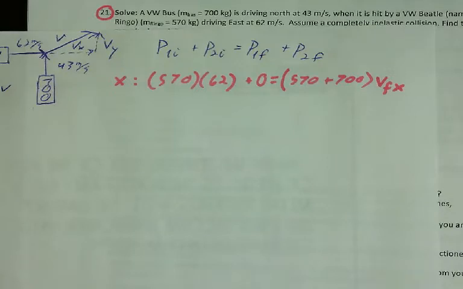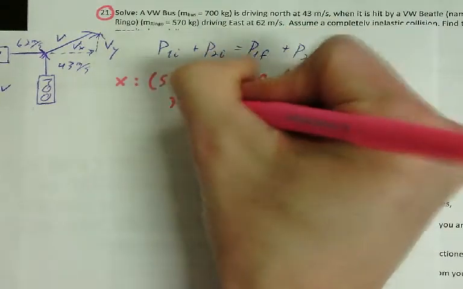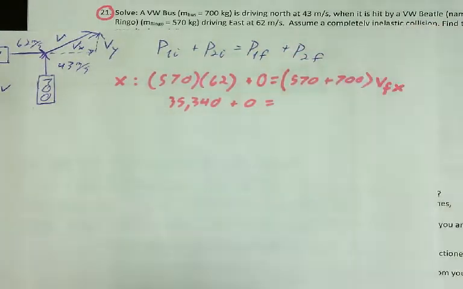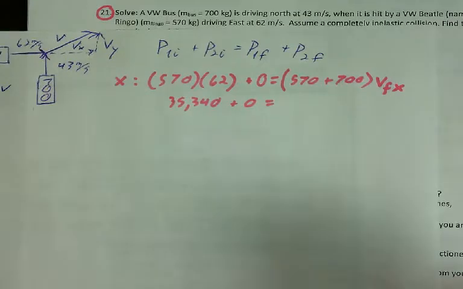So I figure out what's the x momentum for both objects beforehand. In this case, it was just the car, not the bus. Okay? Then, after the collision, they stick together, so I add their masses together, and there's just one velocity because they're stuck together as one object. So now I'm ready to solve the math here. So 570 times 62, 35,340. 570 plus 700 is 1270.